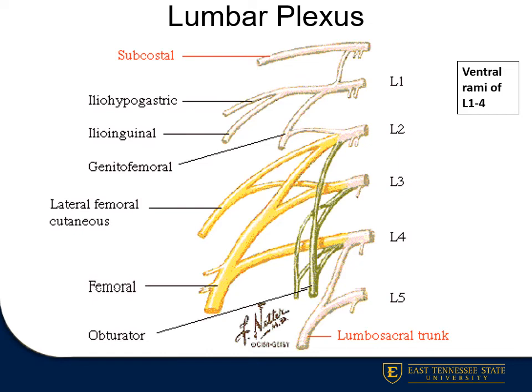So the lumbar plexus, which you see here, is formed by the ventral rami of L1, 2, 3, and 4. The subcostal nerve, which is T12, is included here, although it's not technically part of the lumbar plexus. So we'll review the subcostal nerve, which is T12, and then the iliohypogastric, ilioinguinal, lateral femoral cutaneous, genitofemoral, femoral, and obturator nerve, which are all formed by the lumbar plexus.